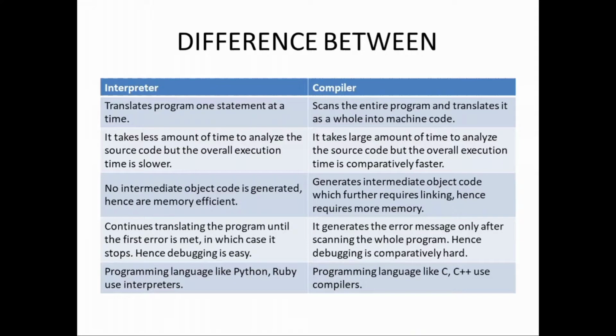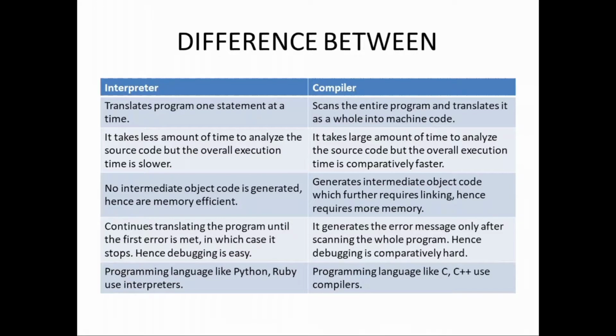Third point, no intermediate object code is generated, hence it is memory efficient. For the compiler, it generates intermediate object code, which further requires linking and hence requires more memory. What we say is that interpreter requires less memory because intermediate object code is not generated. So it saves memory, it doesn't require large size of memory.